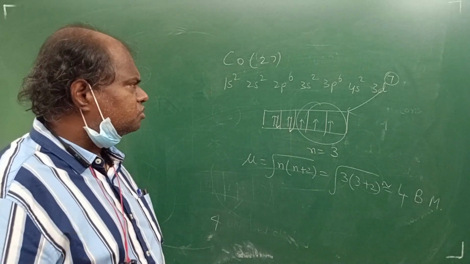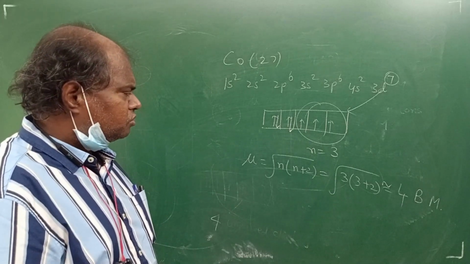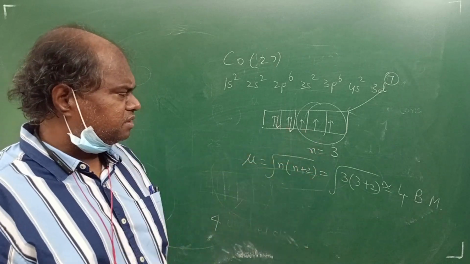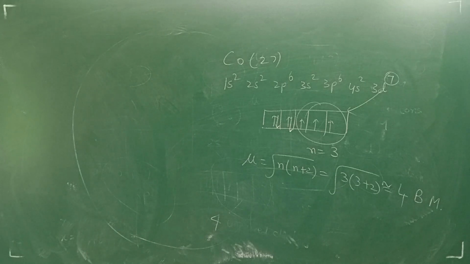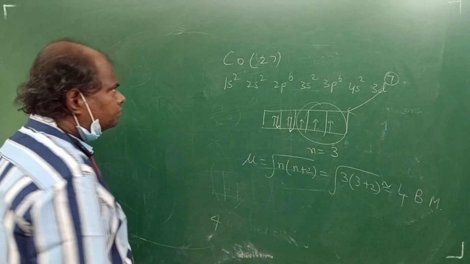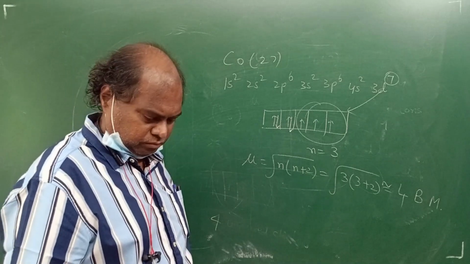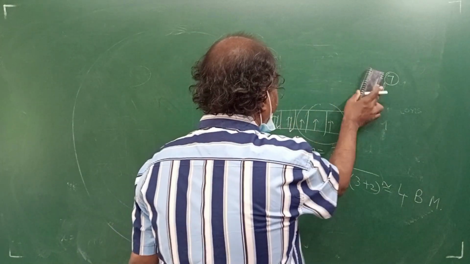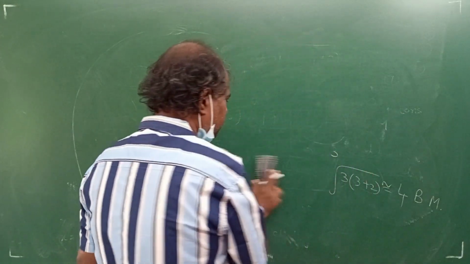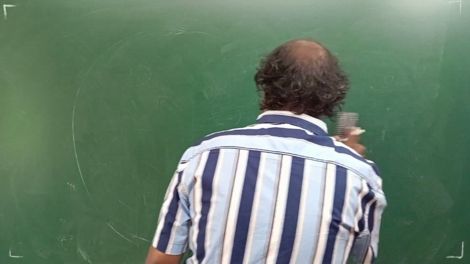So cobalt is 27, right? Very simple, students. You just have to calculate the number of unpaired electrons and get the answer. So you'll get 4. Very clear? The real problem, students, will come for chromium. Chromium is a little bit problematic. Let's see what the problem is.